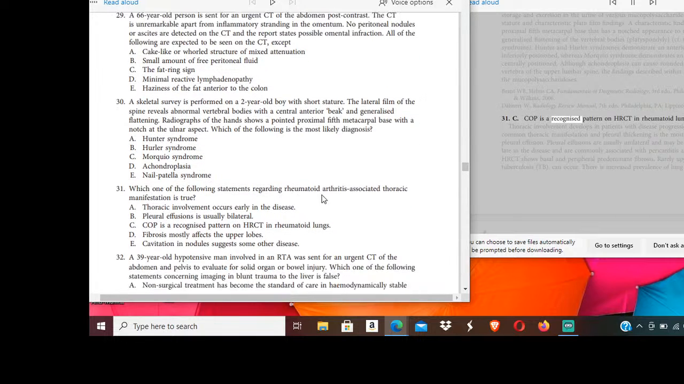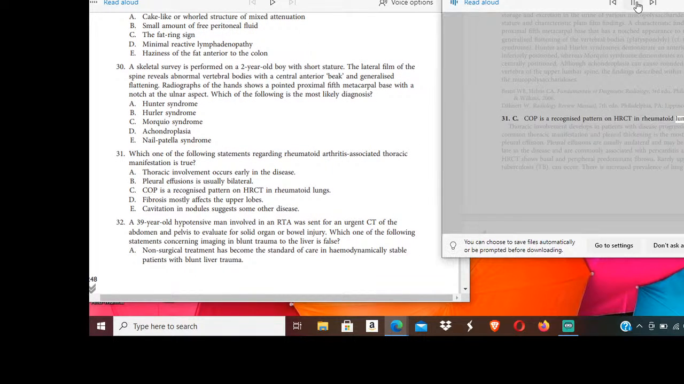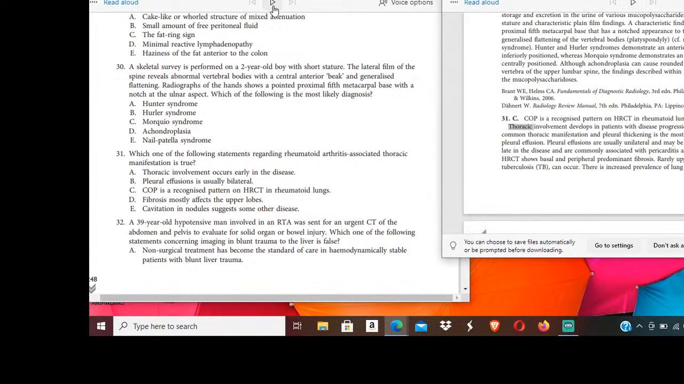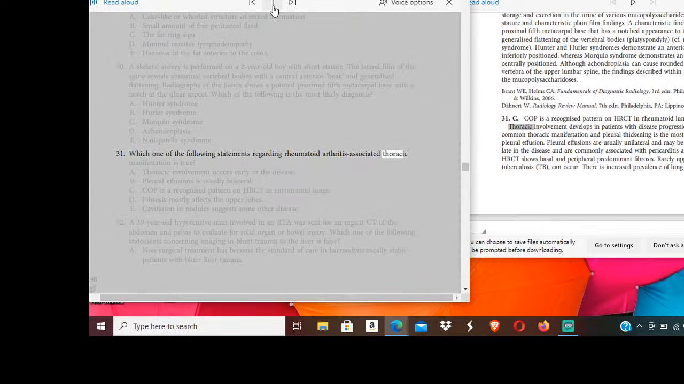31. C. COP is a recognized pattern on HRCT in rheumatoid lungs. Thoracic manifestation of rheumatoid arthritis, which is true? A. Thoracic involvement occurs early in the disease. B. Pleural effusion is usually bilateral. C. COP is a recognized pattern on HRCT in rheumatoid lungs.